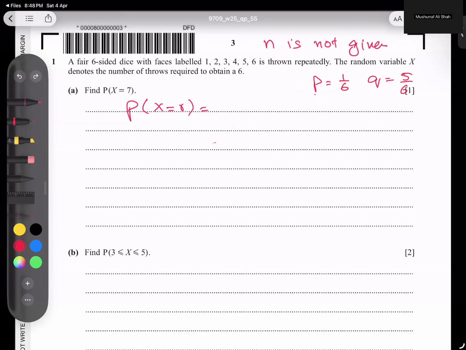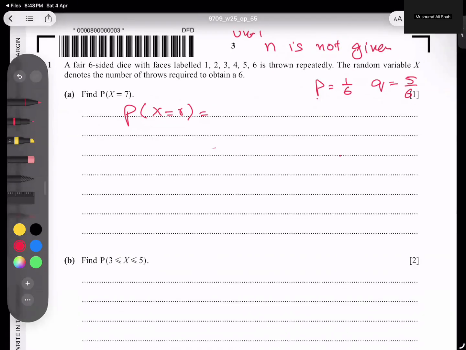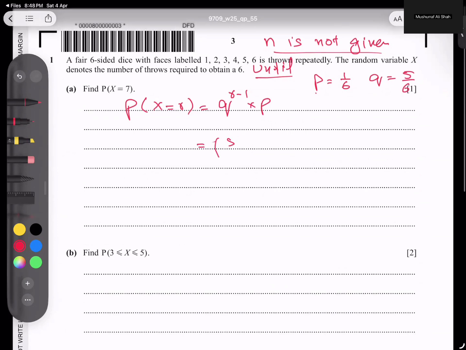But in this question, there are two clues: n is not given and the word until is given, like repeat until. So this is an example of geometrical probability, and I can apply the geometrical probability formula q to power r minus 1 into p. I believe you understand, because when I searched, I did not get the n value. So 5 by 6 to power 7 minus 1, and the p value is 1 over 6. If you check it in the calculator, it turns out to be 0.0558. I hope the concept is very clear.